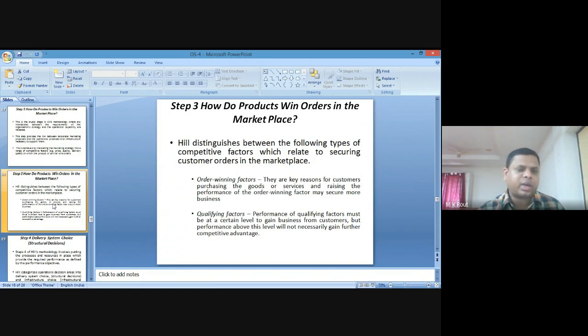The next part is qualifying factors. The performance of qualifying factors must reach a certain level to gain business from customers, but performance above this level does not necessarily gain further competitive advantage.